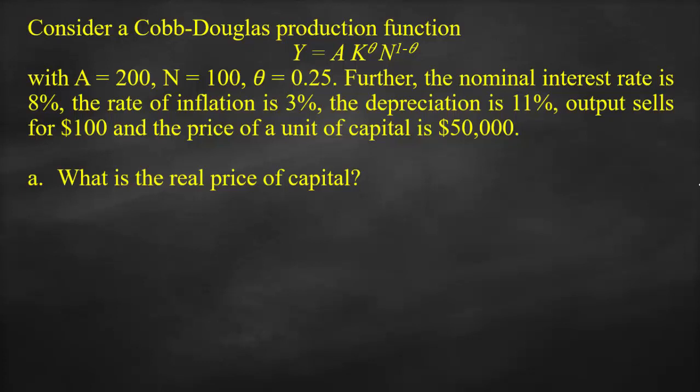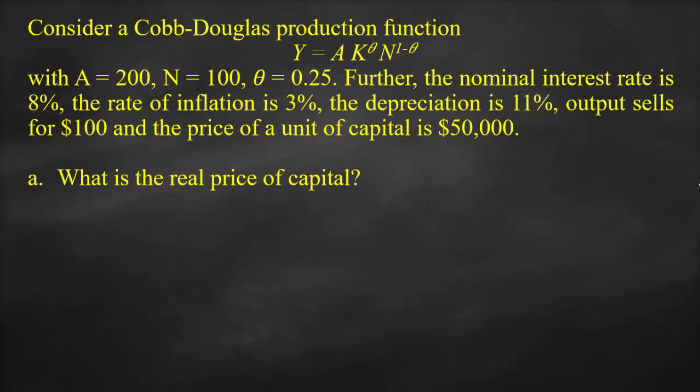Consider a Cobb-Douglas production function y equals A k to the power theta n to the power 1 minus theta, with A equal 200, n equals 100, theta equals 0.25. Further, the nominal interest rate is 8%, the rate of inflation is 3%, the depreciation is 11%, output sells for $100, and the price of a unit of capital is $50,000.